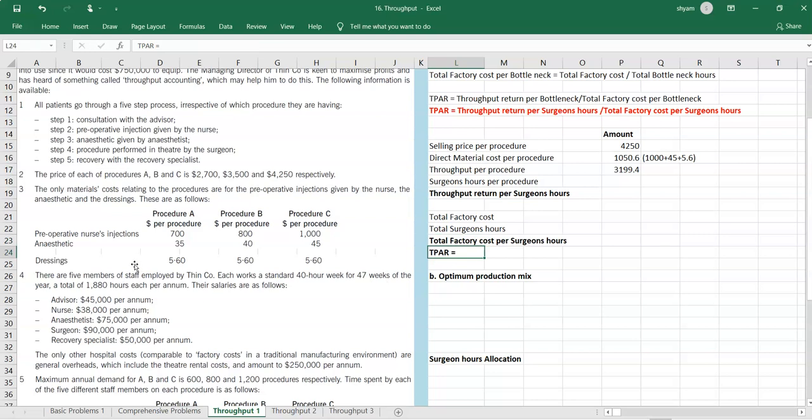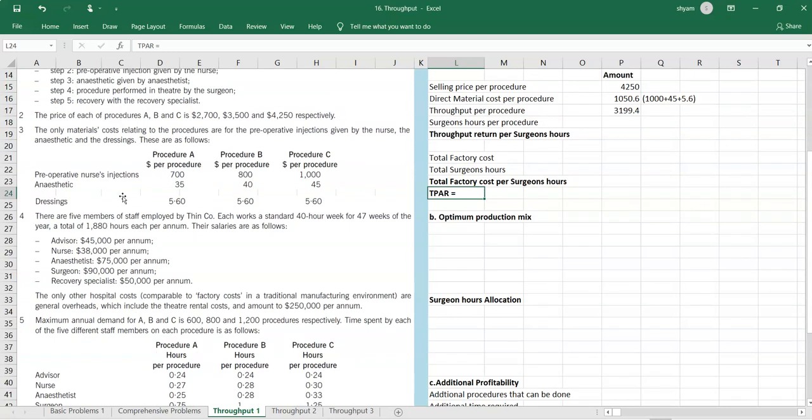So let's start again. There are 5 members of staff employed by Thinco. Each works a standard 40-hour week for 47 weeks of the year, a total of 1,880 hours each per annum. So the total hours available for each employee is 1,880 hours.